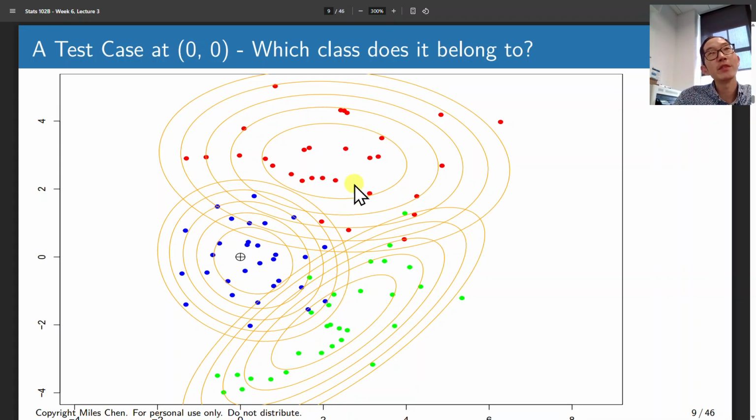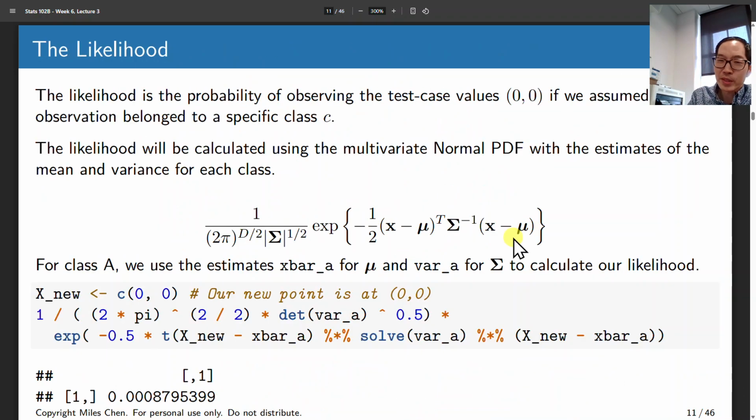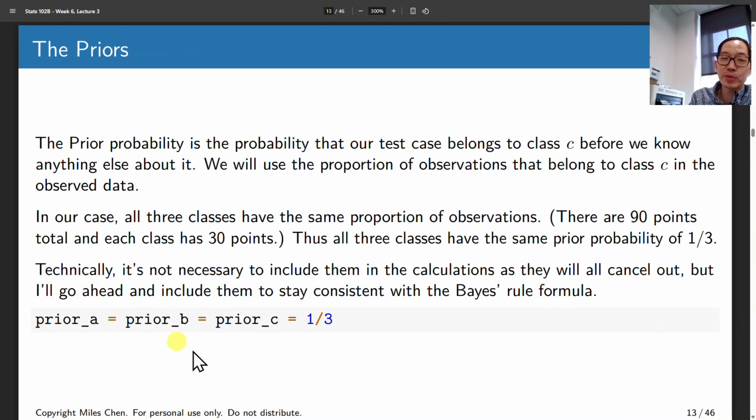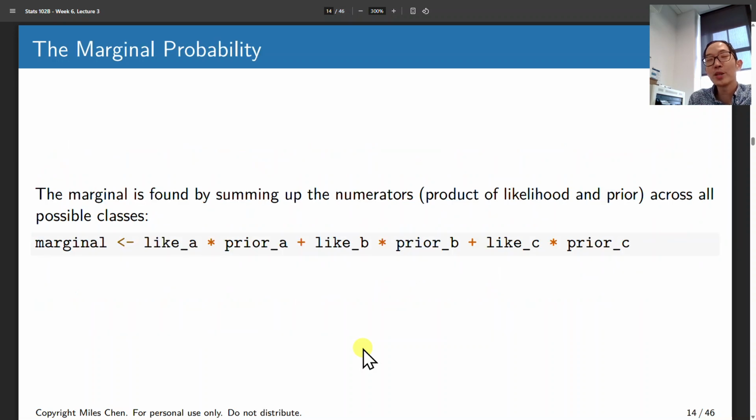Now, in a different scenario, you might not have balanced classes, and you might say, hey, it's much more likely to be red than it is to be blue or green because of reasons X, Y, Z. And that gets factored into the prior. But here I'm just going to say prior of A is the same as prior of B, which is the same as prior of C, and they're all going to be equal to 1/3. Because they're all equal, they'll all cancel out.